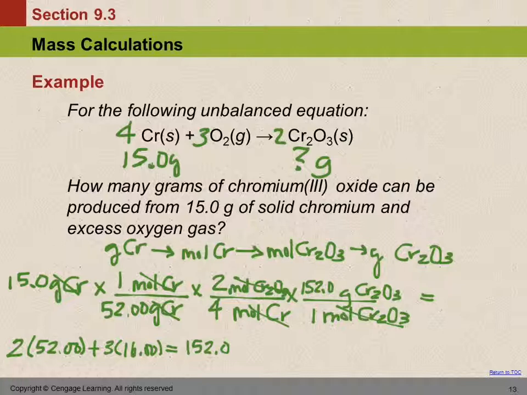Okay, so then we calculate 15 times 1 divided by 52 times 2 divided by 4 times 152 divided by 1 equals. And how many significant figures should we put in our answer? We started with 3. So that's the smallest. So we should round our answer to 3. So I'm going to write 21.9. And the unit is grams of chromium oxide.